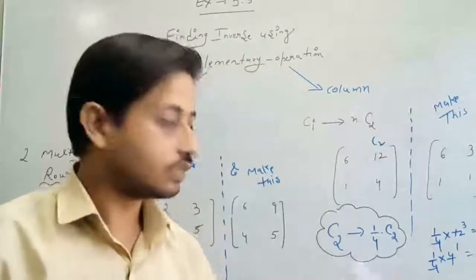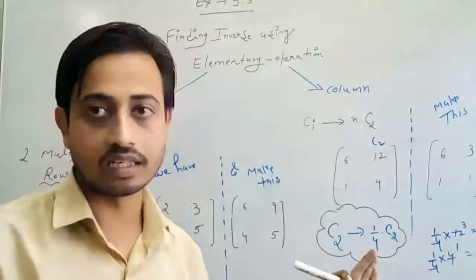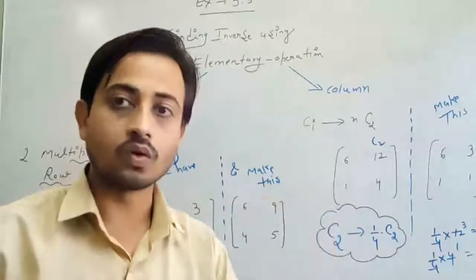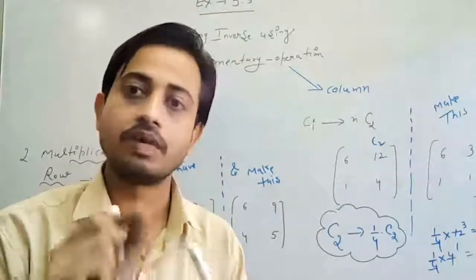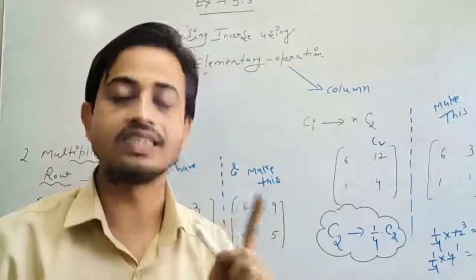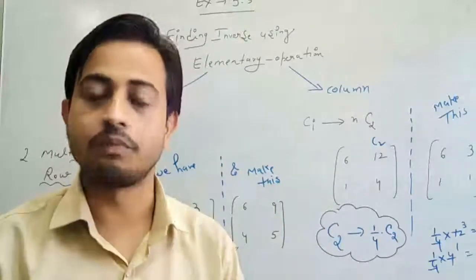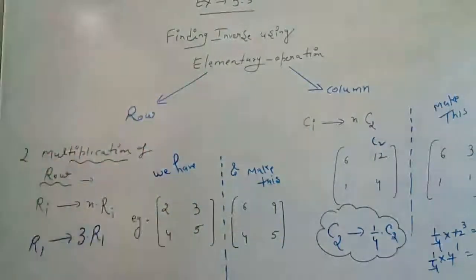So you can do such types of multiplication operations, by changing any particular row or particular column by simply multiplying by a number. I hope you understand this concept. This is our second elementary operation. Please make a note.